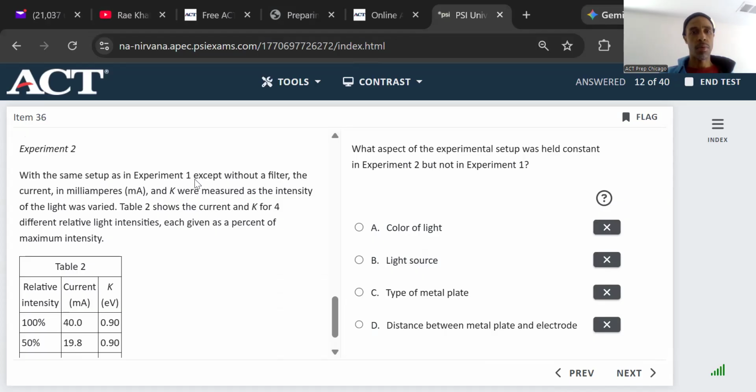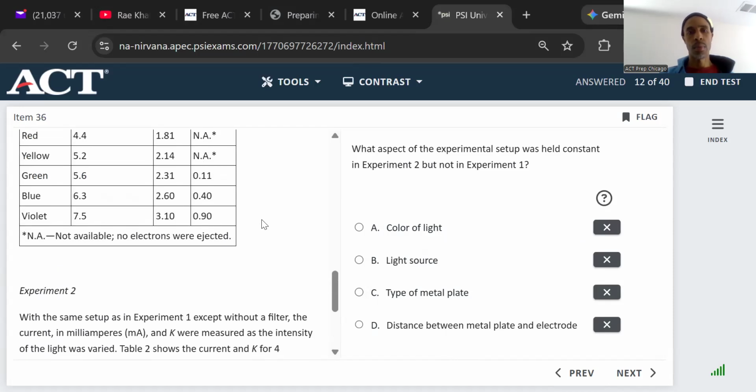With the same setup as experiment one, except without a filter. The current and K were measured as the intensity of light was varied. Table two shows the current. The only difference is that the type of plate was the same, the light source was the same, the color of light was the same, and the light intensities were varied, I think.